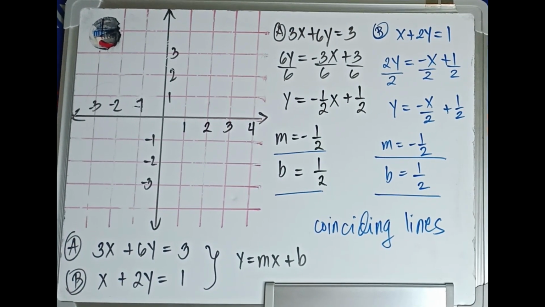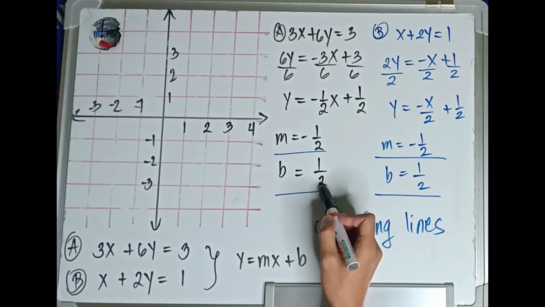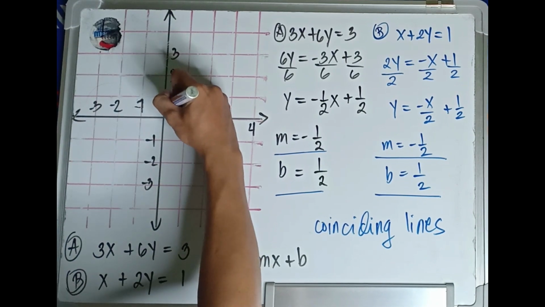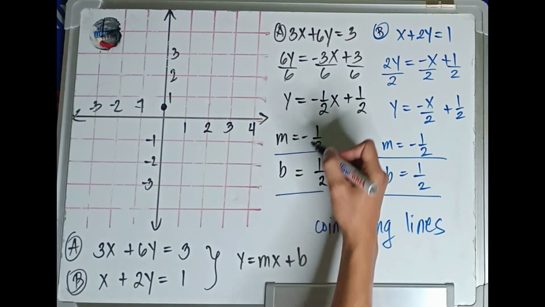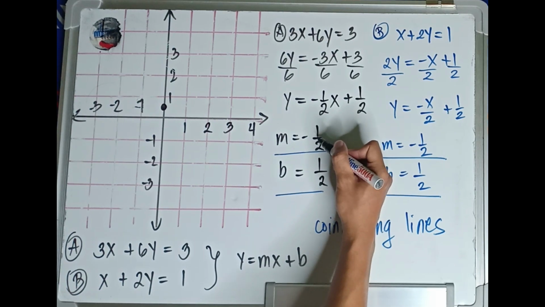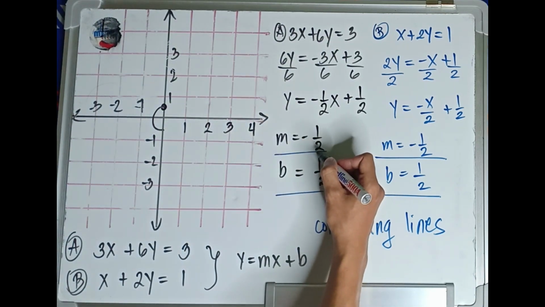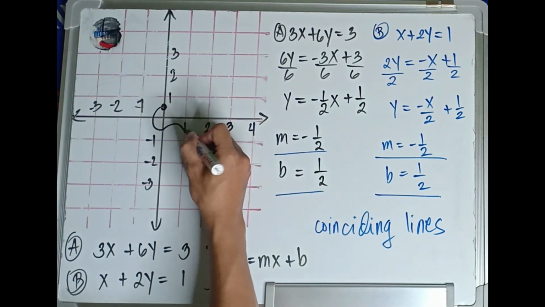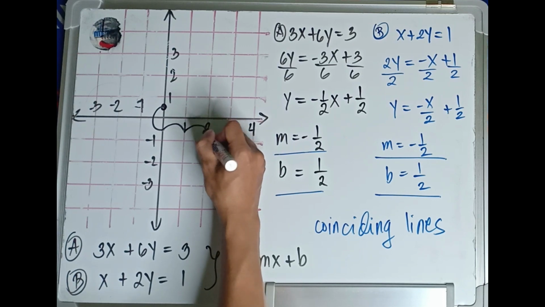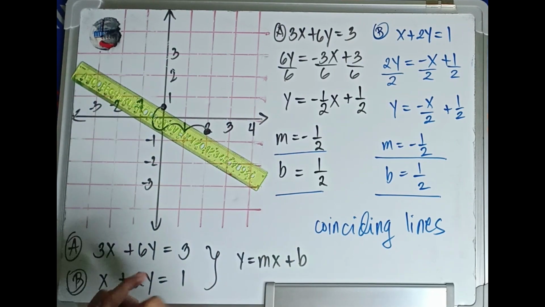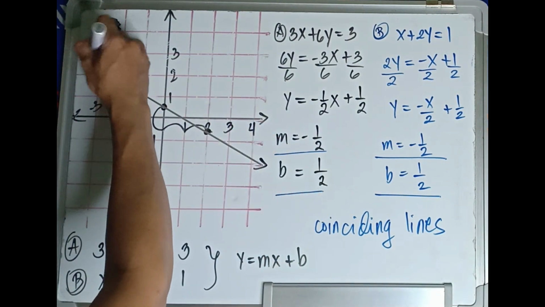Now let us graph equation A. So our y-intercept is 1 half, or let's say this is 0.5. So our slope is negative 1 half. So negative 1, so we have to move once downward. And then our run is positive 2. So we have to move to the right twice, 1, 2. Then we have to connect the 2 points. This will be the graph of equation A.